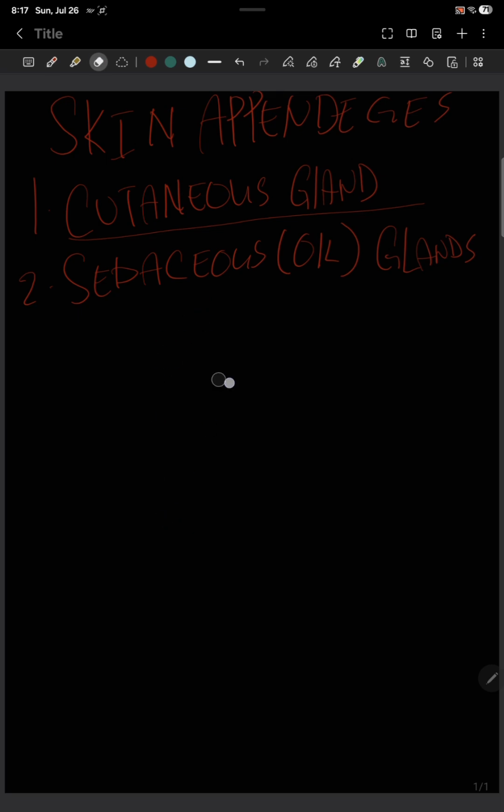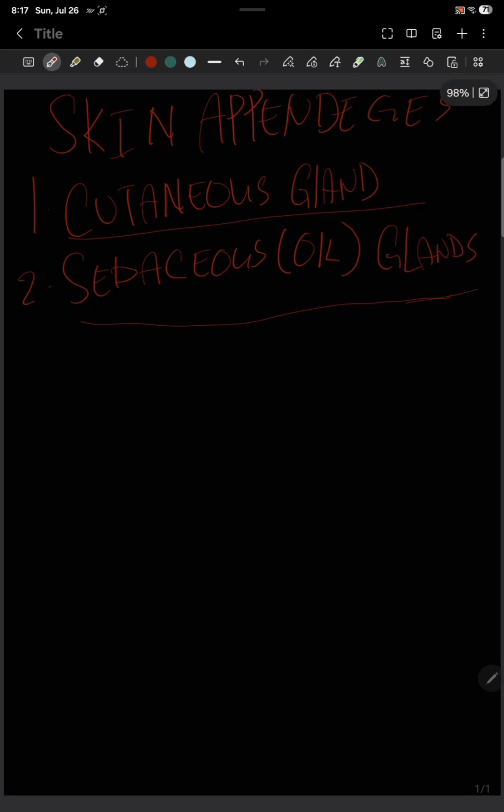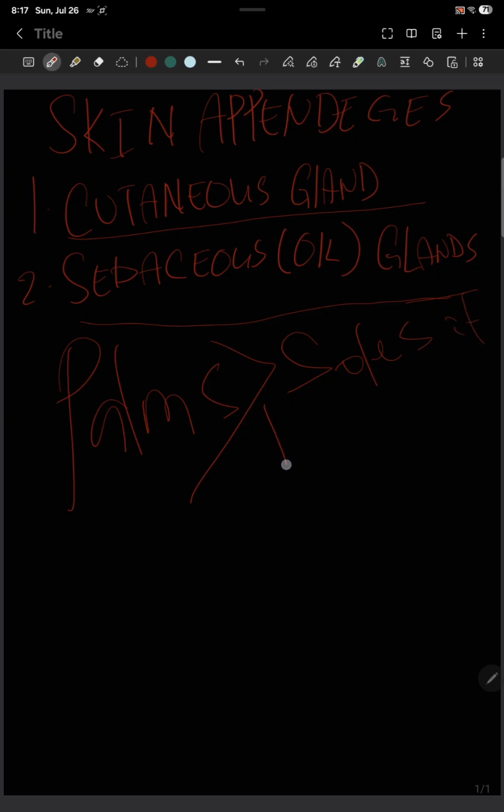Okay, next we have here our sebaceous oil glands, which is found all over the skin, makita na nato siya sa atong skin, sa atong hair, sa atong face, except sa atong palms, wala na sa atong kamot o sa atong soles of the feet. So wala sila dire.